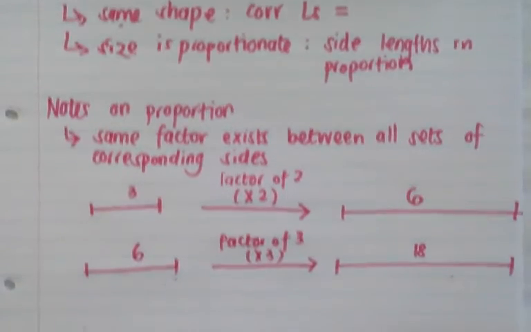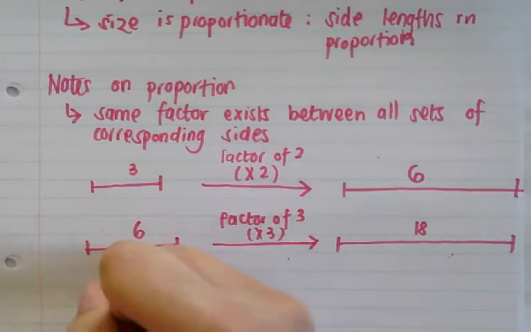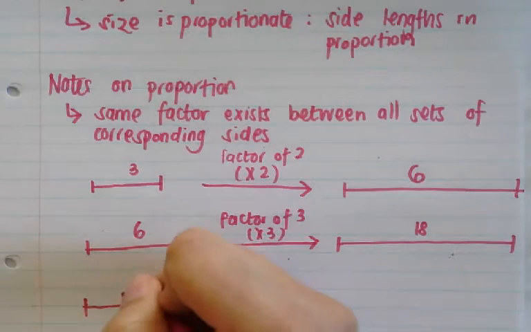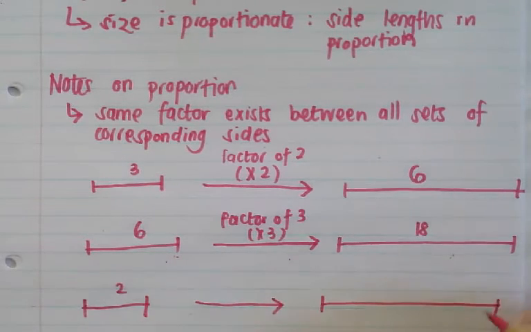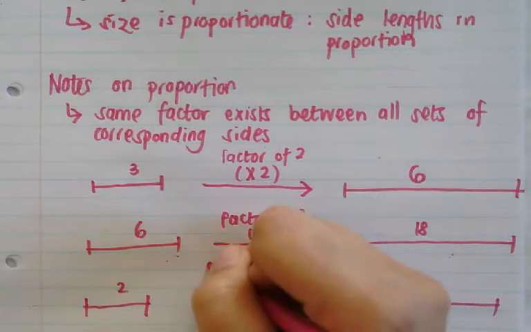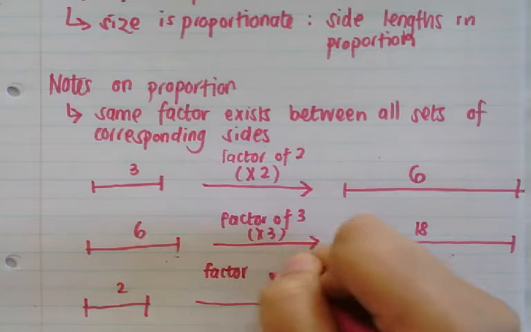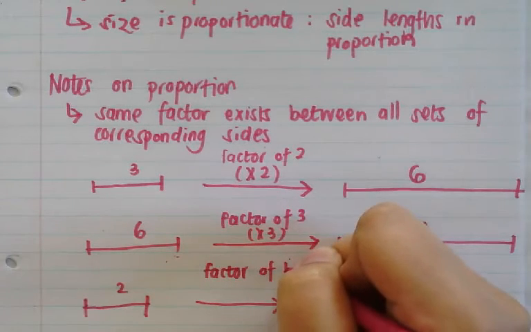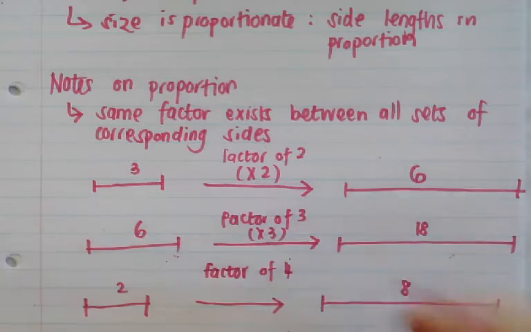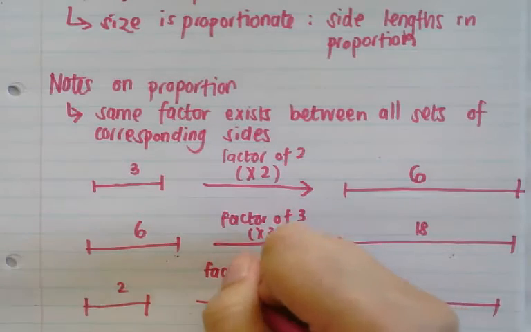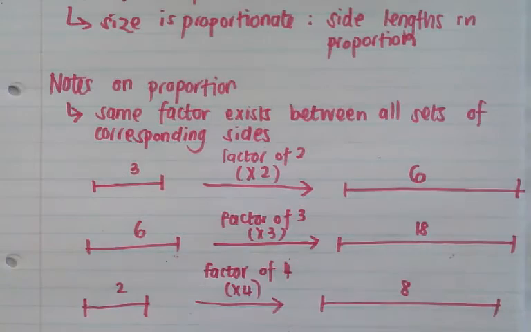And lastly, I could tell you what my initial line was, and I can tell you what my new line is, and you could potentially have to find what the factor is. What did I do to 2 to get to 8? I multiplied by 4. So that is what I mean by proportionate, that there's some kind of a factor that exists that goes from one line to the new corresponding line.